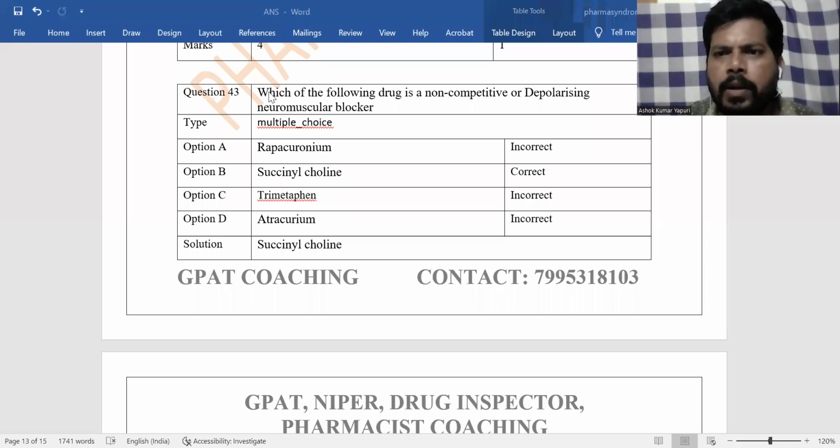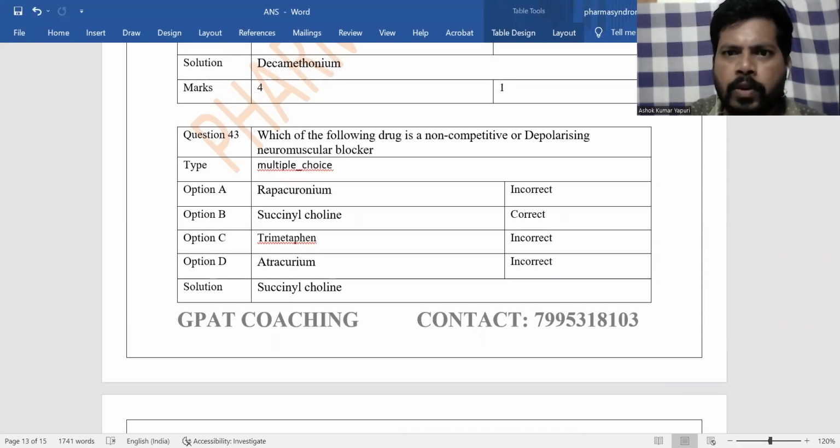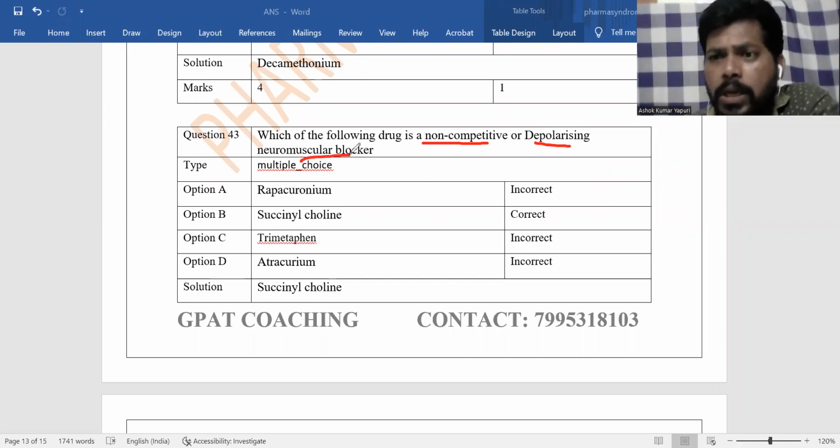Continuing with the next question. Which of the following drugs is not a non-competitive or depolarizing neuromuscular blocker? I already told in the previous MCQ that neuromuscular blockers are of two categories: non-competitive or depolarizing, and non-depolarizing or competitive blockers.